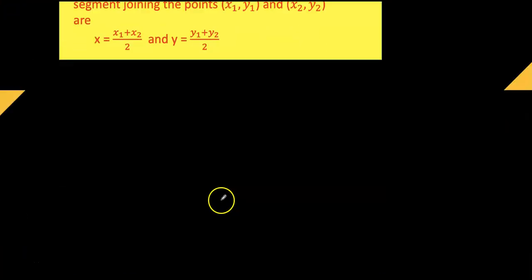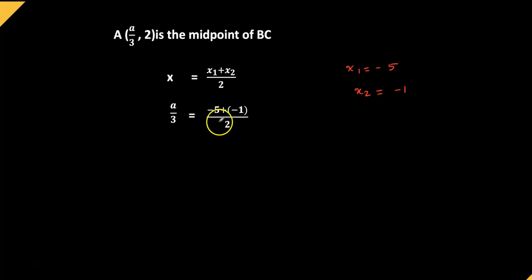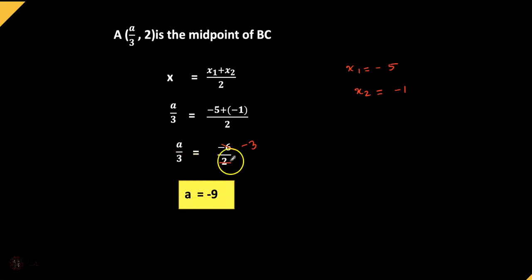Let's look. Here given midpoint is A by 3 and x is equals to x1 plus x2 by 2. So we know x1 is minus 5 and x2 is minus 1. So we are substituting the values here, minus 5 plus minus 1 by 2. This A by 3 equals minus 6 by 2. So minus 2 and minus 6 we can cancel, we get a minus 3. So we are getting A is equals to 3 into minus 3, that is A is equals to 9. So this way we can find out the value of A.